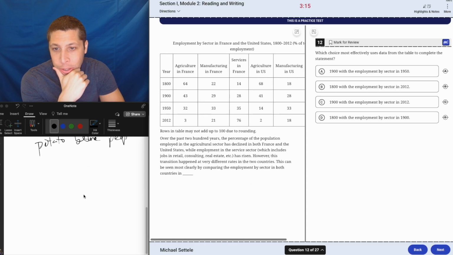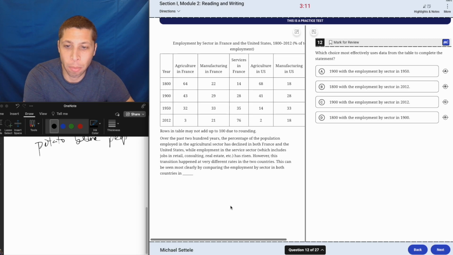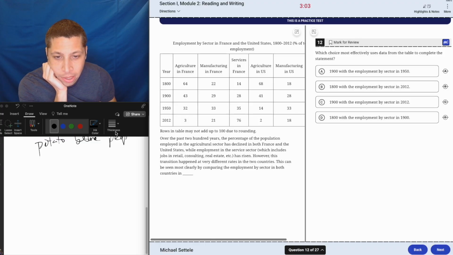All right, this stupid one. I forget the deal. Complete the statement. Okay. Over the past 200 years, the percentage of the population employed in the agricultural sector has declined in both France and the United States, while employment in the service sector, which includes jobs in retail, consulting, and reselling, has risen. However, this transition happened at very different rates in the two countries. This can be seen most clearly by comparing the employment.